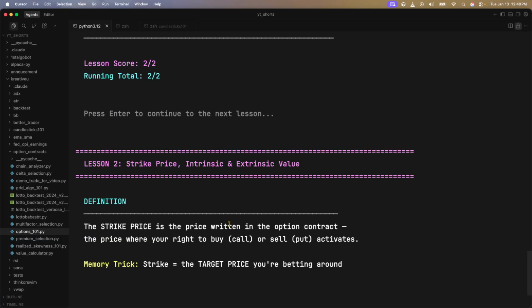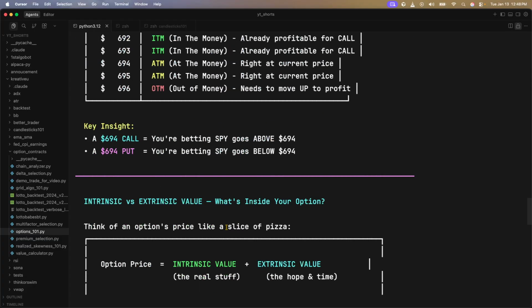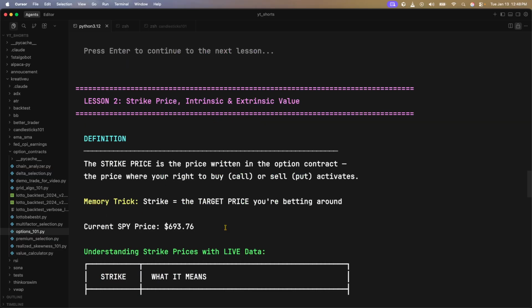All right, beautiful. Now let's talk about one of the most important parts of option contracts: being able to understand the strike price, the intrinsic versus the extrinsic. You get this, you get damn near 90% of all options. What it is, how it makes sense, and how you can get into the world of trading options. The strike price is the price that is written on the option contract. It is the price where your right to buy a call or sell a put activates. Memory trick: the strike price is the target price that you're betting around.